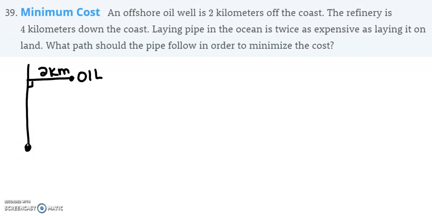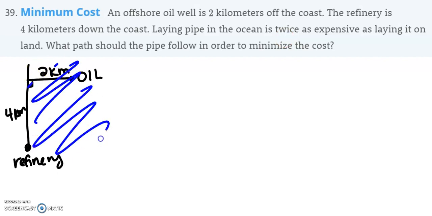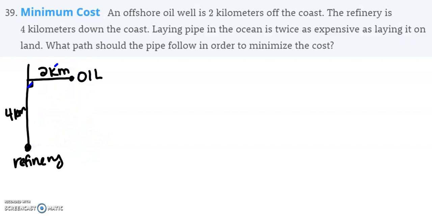So I'm going to put the refinery down here. This is going to be 4 kilometers. And then it says laying pipe in the ocean, because this is all water, right? If we're off in the coast, that's all water. Laying pipe down in the ocean is twice as expensive as putting it on land. Well, that makes sense, because if you put something underwater, you're going to have to dredge out more, and it's definitely going to be more expensive. So it says, what path should the pipe follow in order to minimize the cost? So there's a lot of ways that you can connect from the oil well to the refinery. You could go straight across, but now that's all underwater, and so that's really expensive.